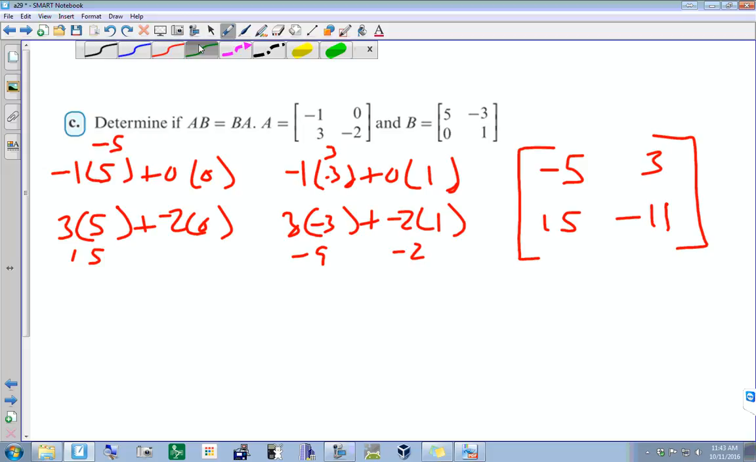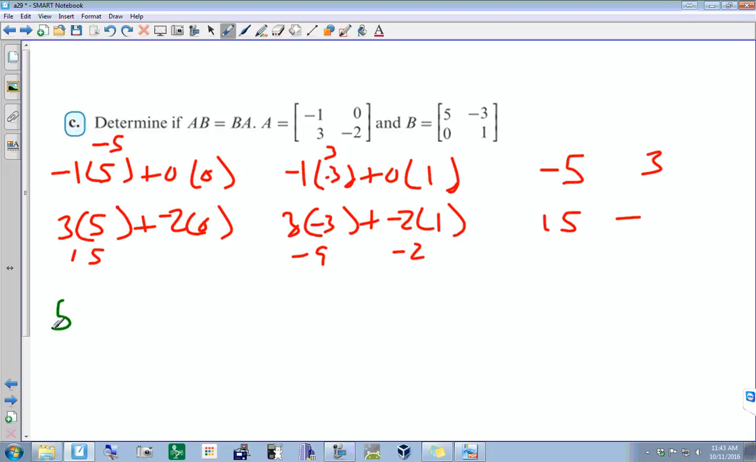So now, I want to do it the other way around. So I'm going to take B first and multiply it by A. If you need to, write it out so that you've got them in the same order. Otherwise, you can note that it's going to be rows by columns. So over here, this is going to be 5 times plus -3 times. And over here, it's going to be, again, 5 times plus -3 times.